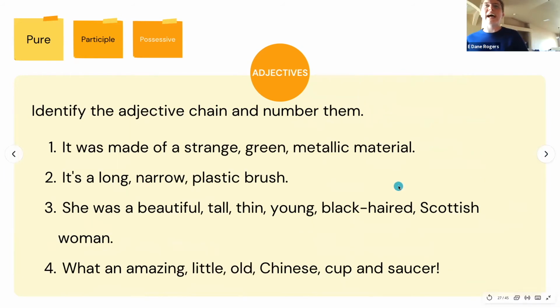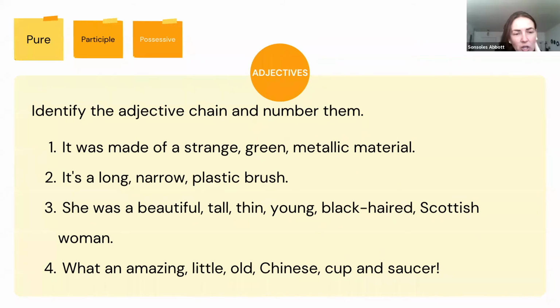We're just going to look at these examples. We're not going to do much with them. Here are some sentences with a few adjectives stacked together. So could you read number 1? It was made of a strange green metallic material. Good. So how many adjectives do I have here? 1, 2, 3. Three, right.